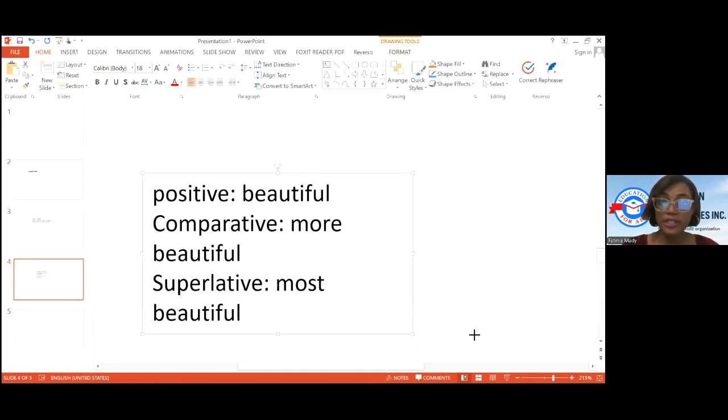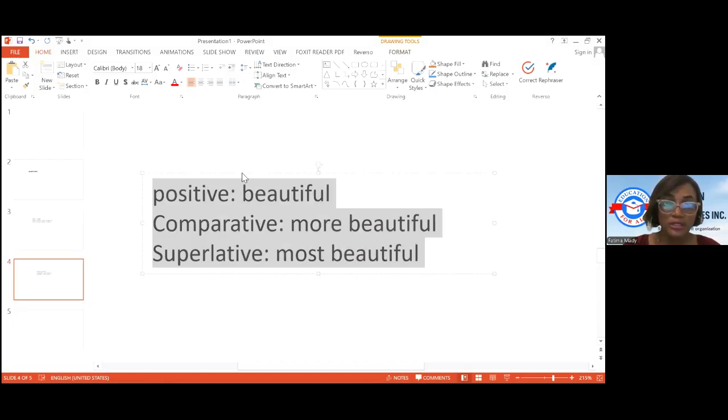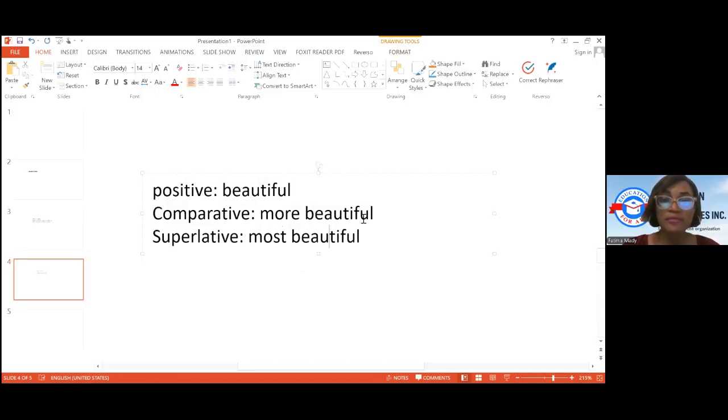So I would like somebody to make a sentence with the comparative. Comparative, we have more beautiful. Superlative, we have most beautiful. So who can try to make a sentence with this? Anybody? You can start with more beautiful and most beautiful. Just make a sentence with this expression.